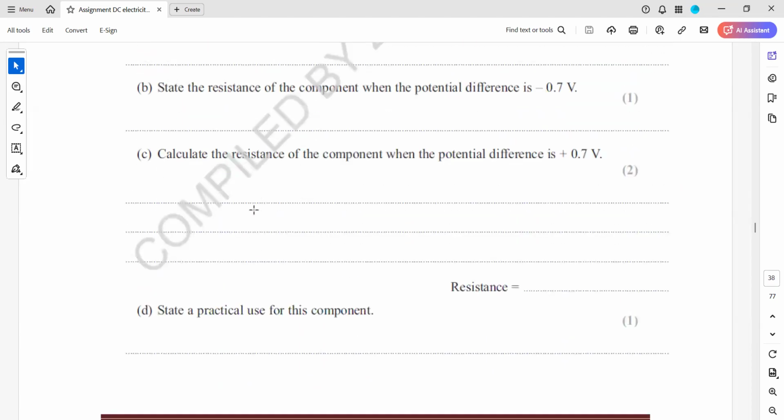Next is state the practical use of this component. What is the purpose of the diode? A diode is used in rectification, to convert AC to DC, or to provide direct current to this component. It can also be used in indicators as well, power indicators.